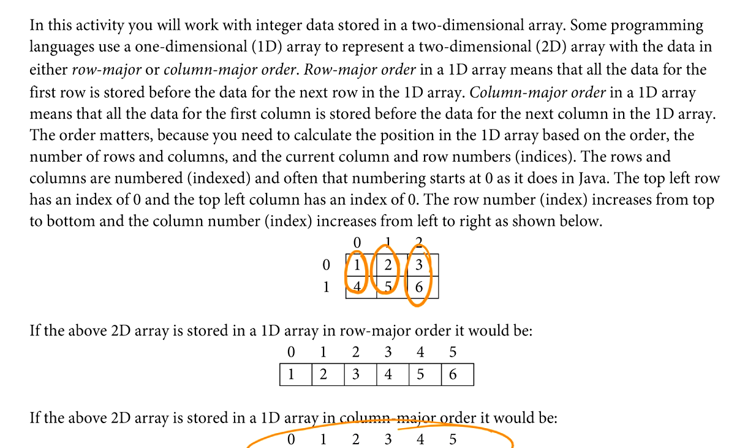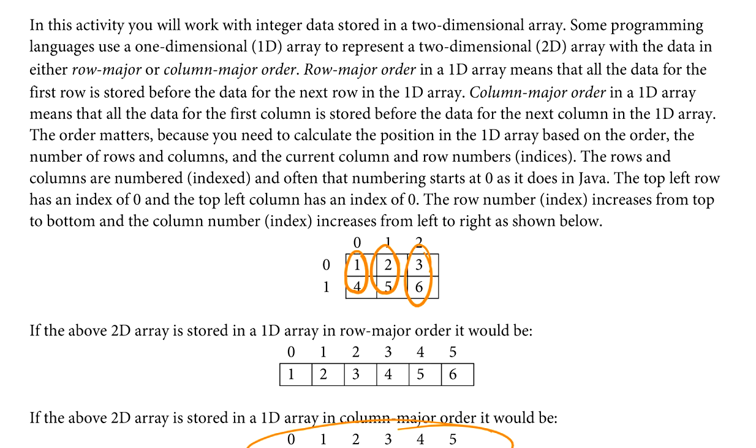Let's continue reading up here. Column major order in a 1D array means that all the data for the first column is stored before the data for the next column in the 1D array. The order matters because you need to calculate the position in the 1D array based on the order, the number of rows and columns, and the current column and row number indices.